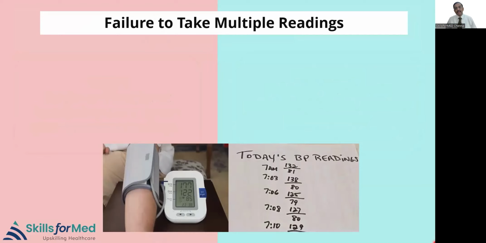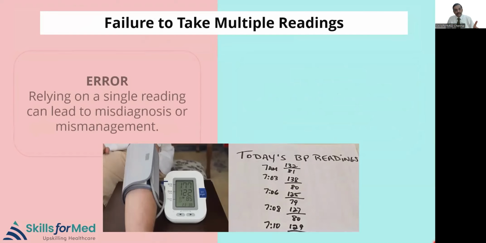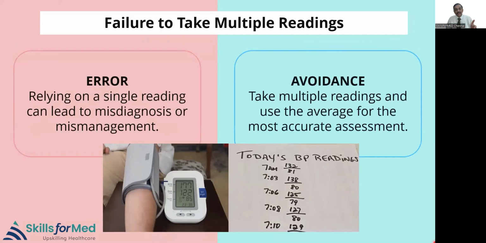So failing to take multiple readings is another common error. So mostly the first reading will be a bit high. So you need to give a minute and then take the second reading, and probably if it is the first time, even take 3 readings and take the average. So it is very important not to rely on a single reading. This can lead to misdiagnosis. Take multiple readings and take the average or the most accurate assessment.